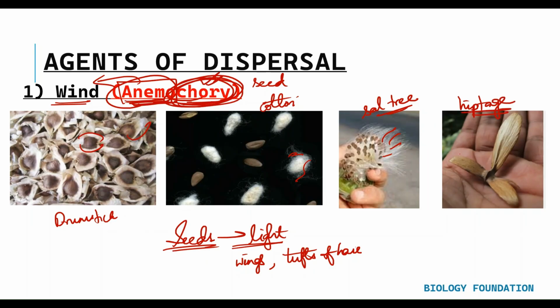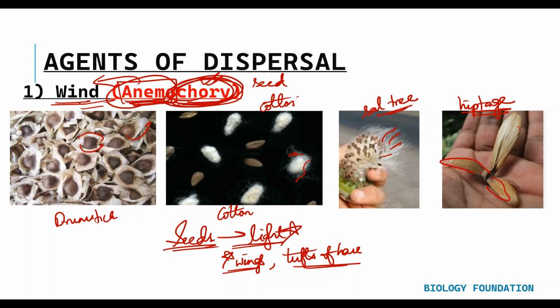Helicopter seeds, where the seeds have this special wing like shape. Can you see? Thus helping in easy dispersal through wind. Basically, the main characteristics of seeds which have to be dispersed by wind are, they must be lightweight, and secondly, they have either wing like structures for easy movement in air, overcoming the air resistance, or they have hair-like structures. Clear? Examples include drumstick, cotton, sal tree, hiptage. These are the examples.